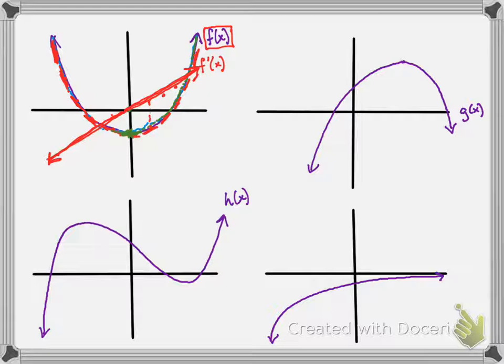Now we've discussed in class, but I do want to remind you that let's just say that f of x is a quadratic. If f of x is a quadratic, then f prime of x would be linear, and we can see that that happens here. Let's jump over to g of x.